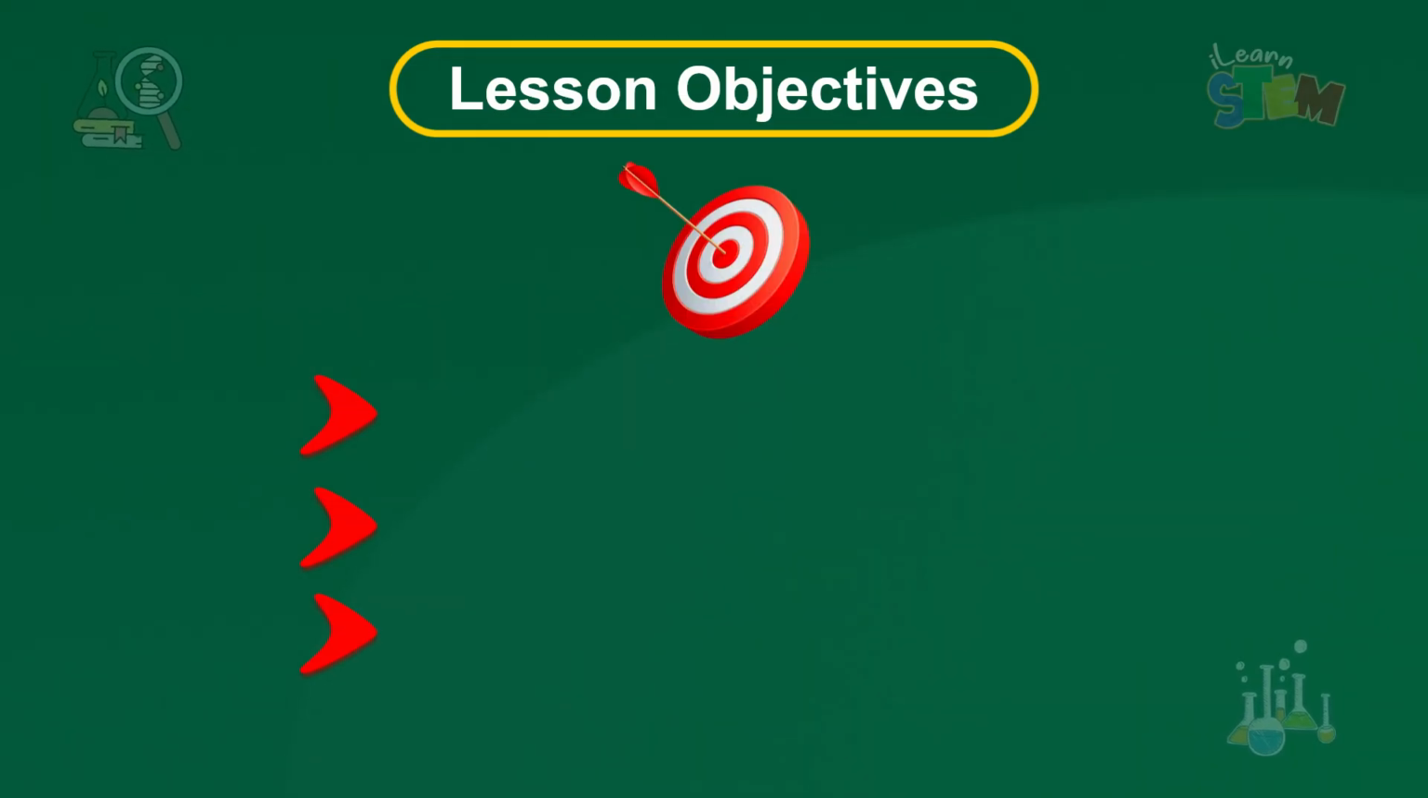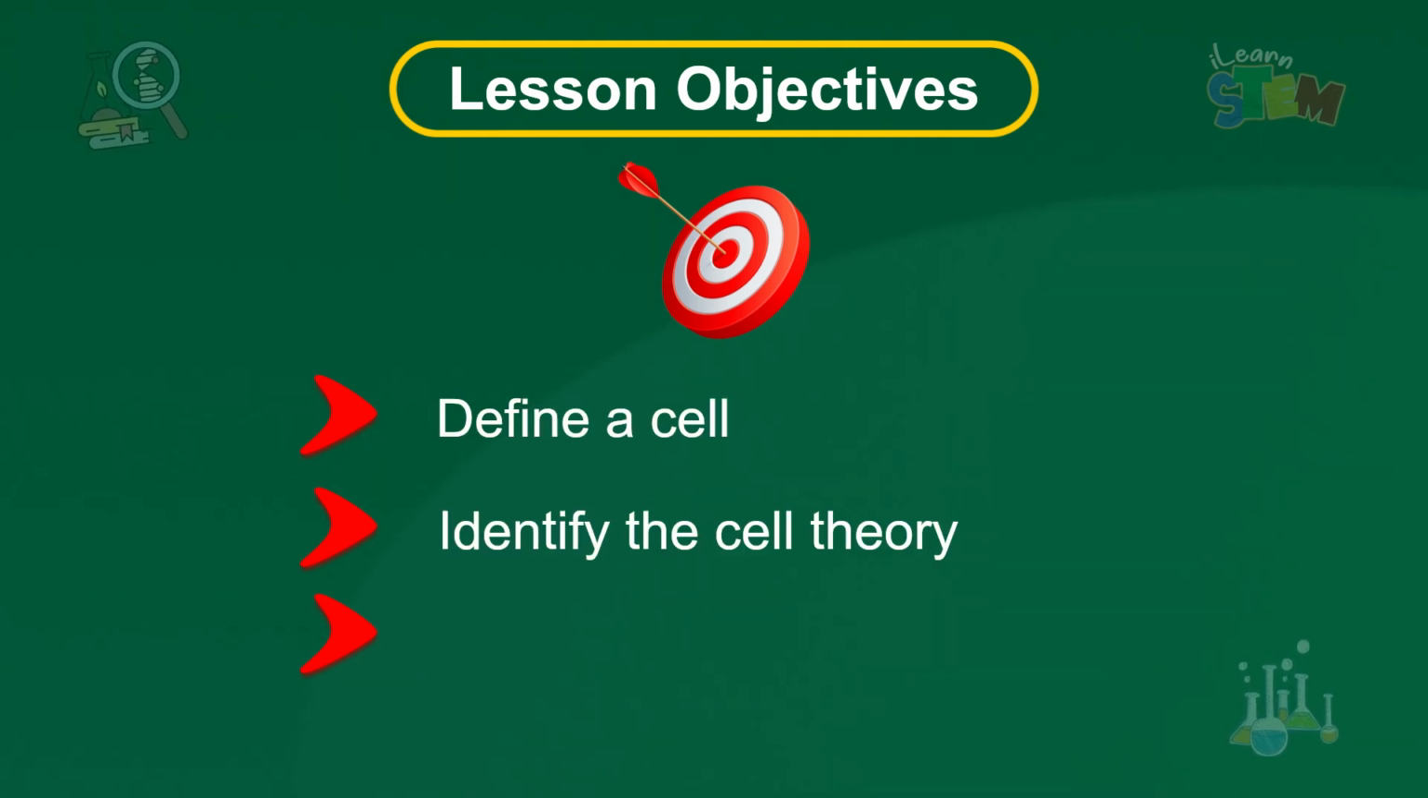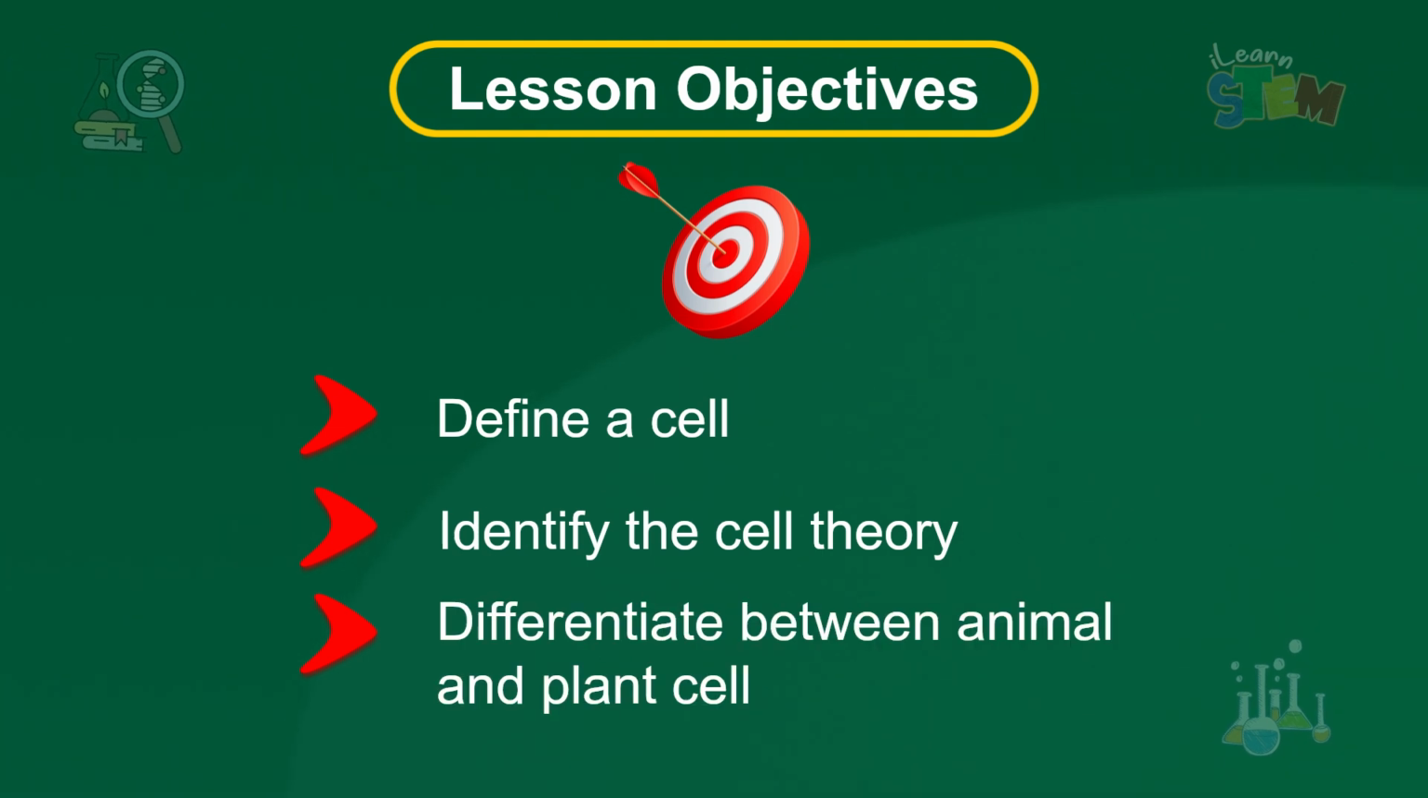Lesson objectives. By the end of the lesson, we should be able to define a cell, identify the cell theory, differentiate between animal and plant cell.